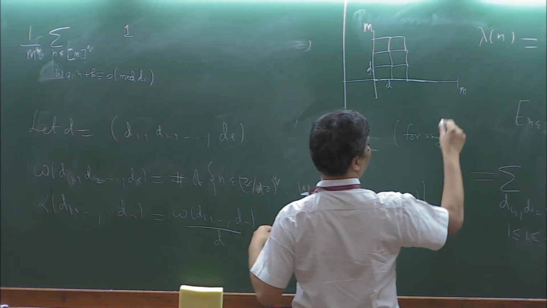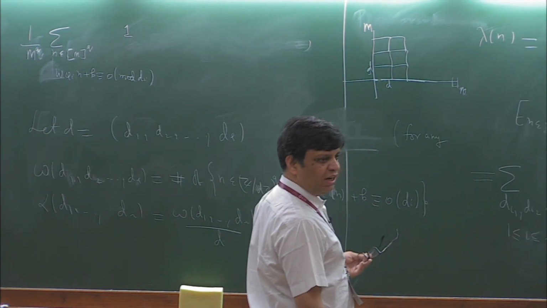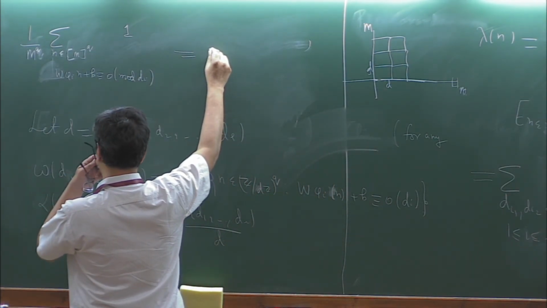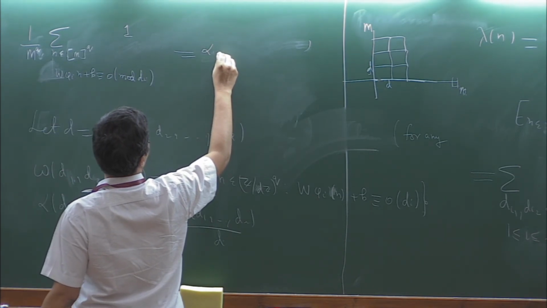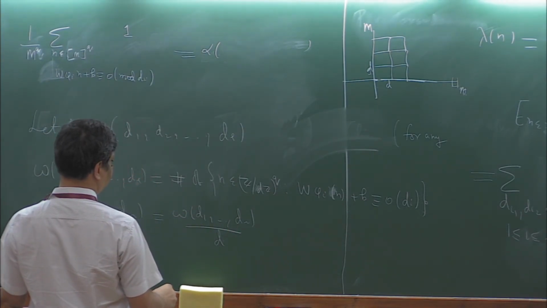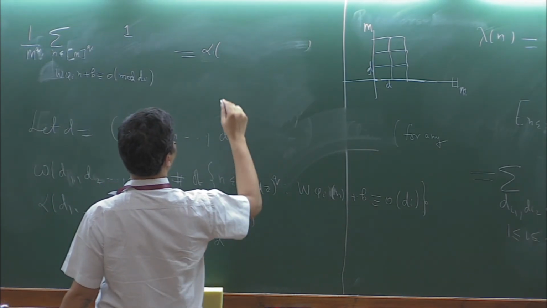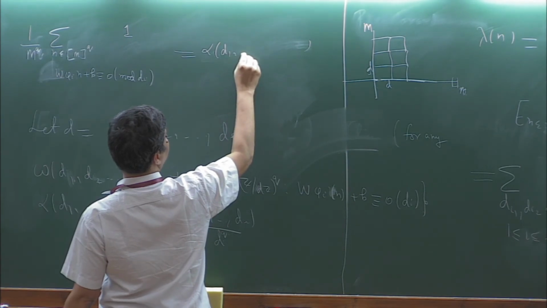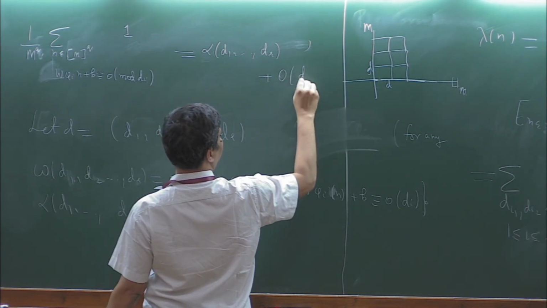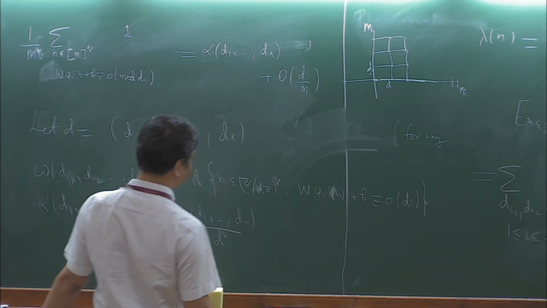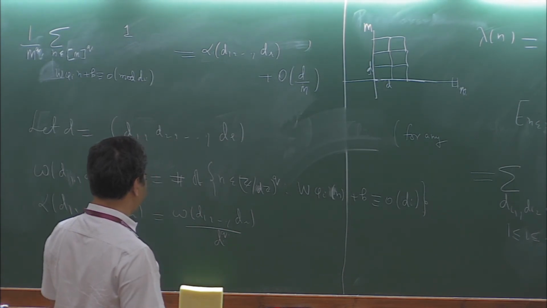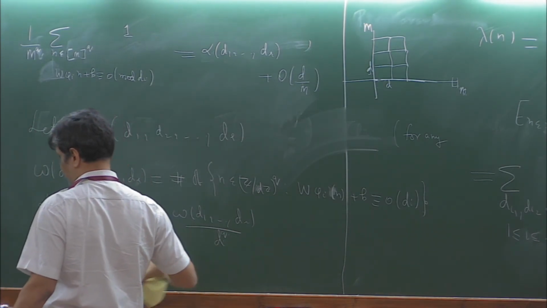But there will be a last box which will be left, because M need not be a multiple of D. So basically what you will get is the following: this will be equal to alpha D to the Q, alpha D1 ... Dr, plus O of D by M.